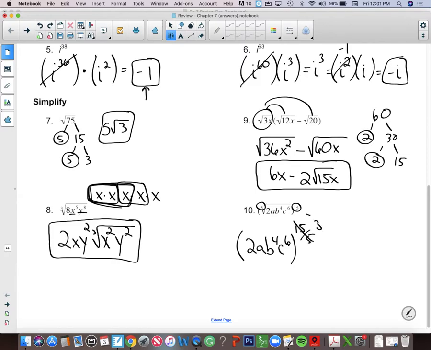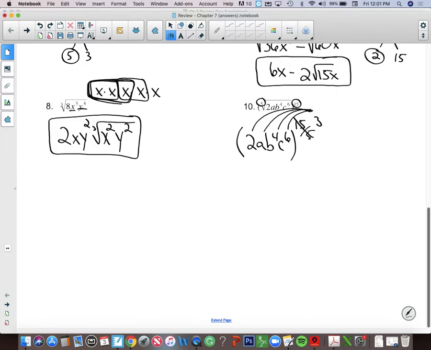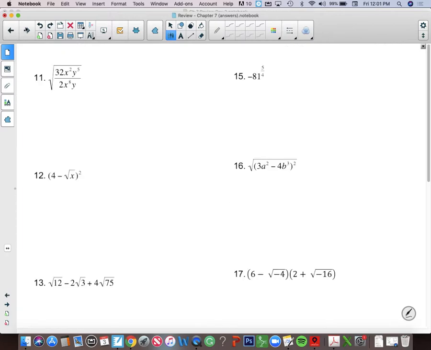Since it's a cube, we would distribute the 3 into everything. We've got 4 things in there, or you can write it out 3 times and see what you get. So we want to do 2 to the 3rd power, which is 8. And then we have a to the 3rd power, b to the 12th, because we multiply exponents, and then c to the 18th. That's what that one would simplify down to. So first you want to change it to exponential form, and then you can simplify it down from there.